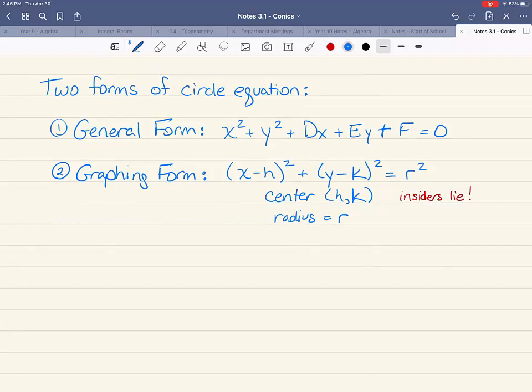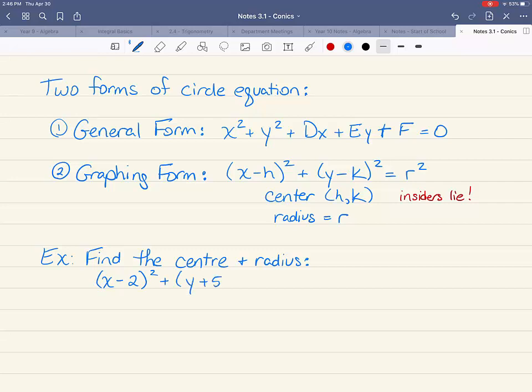For example, find the center. Now I'm going to spell center the way you guys do. That's kind of backwards for me. We spell it ER and not RE. And radius for the following circles. So we're going to take x minus 2 squared plus y plus 5 squared equals 16.